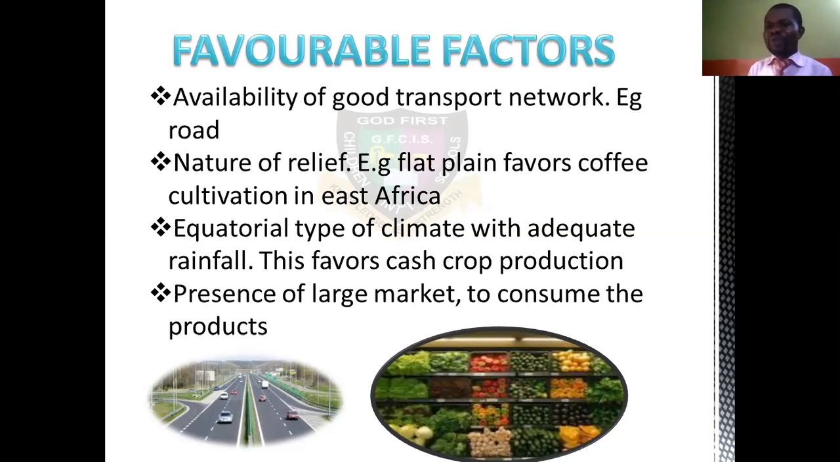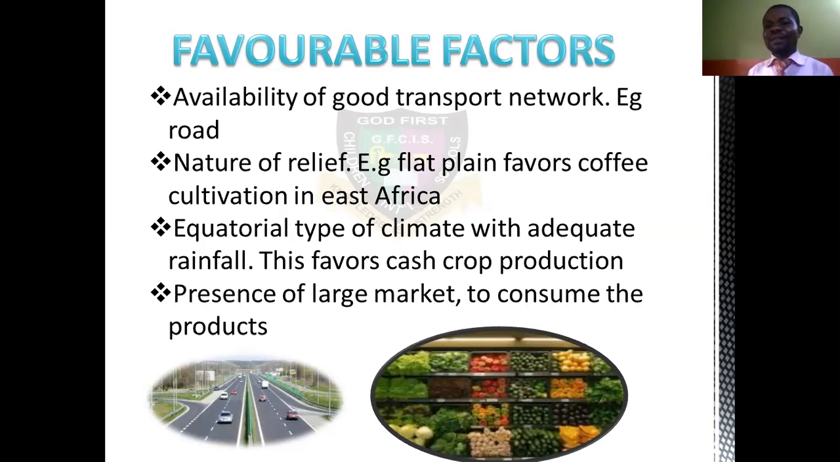Then availability of a good transport network. If you see this road is a very good road, if you construct this road linking your plantation and the city, which is a large market, when you produce, you can deliver everything to the market. If the road is bad, before you get to the market, most of your products have been destroyed somewhere. You have spoiled them because your vehicle will break down and many other things. That is what we mean. When you have a good road, yes, it's a good factor.